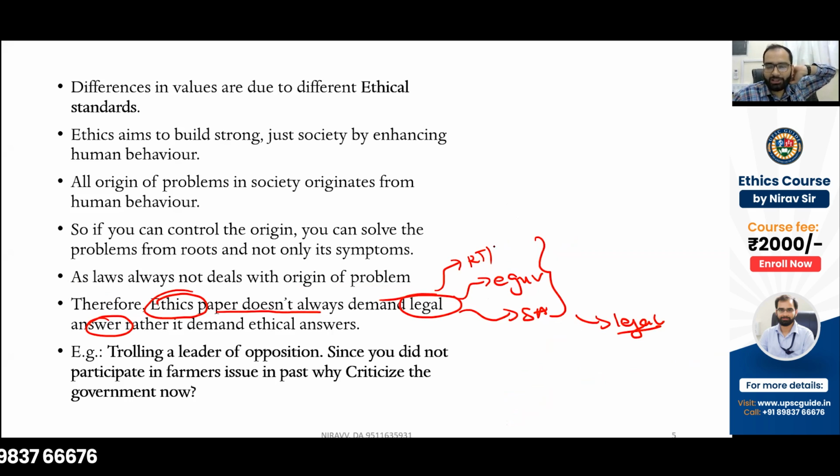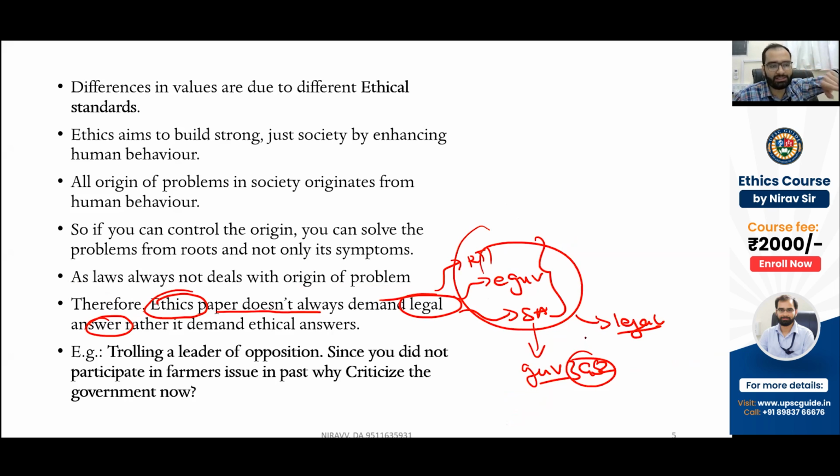That is why this part has already been covered. Governance part has already been covered in GS2. Are you understanding? I'm not saying that you don't have to write this. But what is the point is you have to write this, but what should be your emphasis upon?